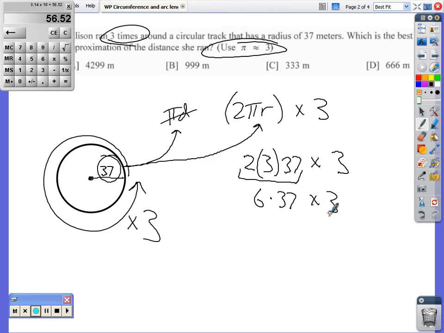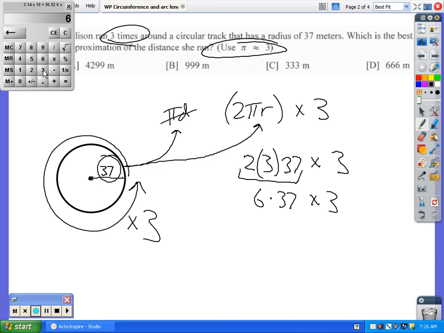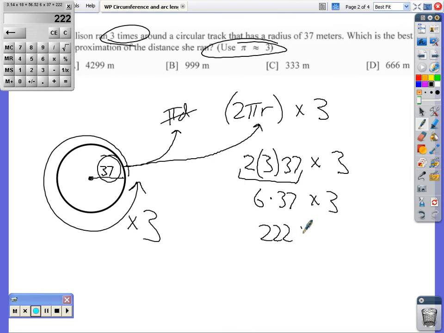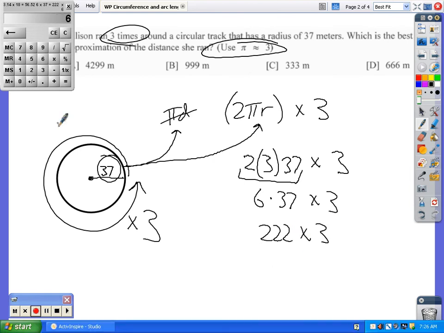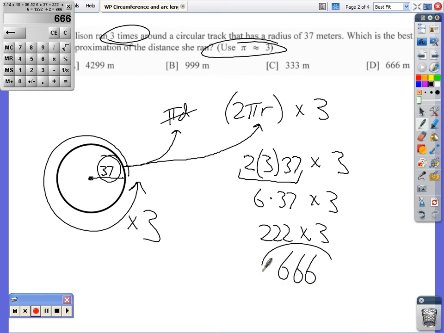So I've got 6 times 37 equals 222, times 3. Of course, you can probably do that one in your head, but no, you can't. And I divided it, I did it wrong there. So 666. Ooh, sounds evil. Okay, so there's our answer, except it's going to be in what measurement? Meters. So 666 meters, not square meters, and that's our answer.